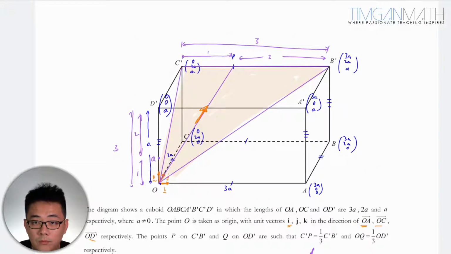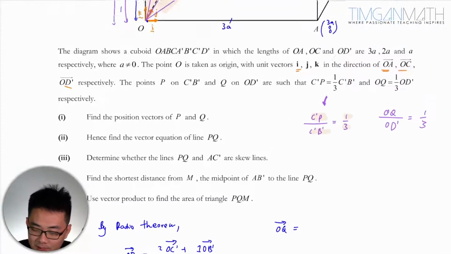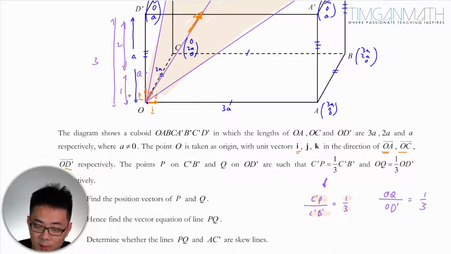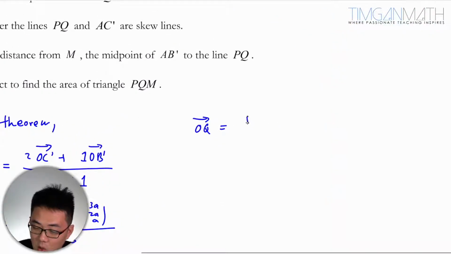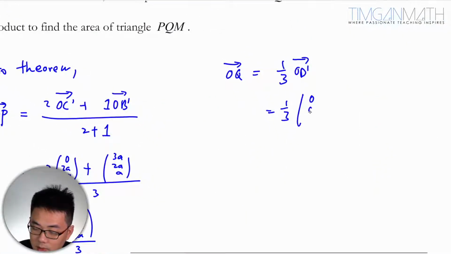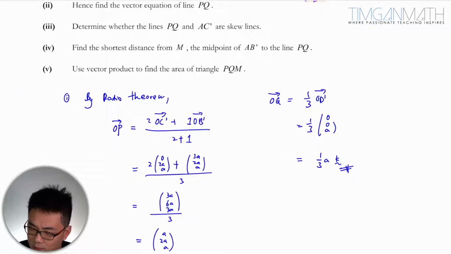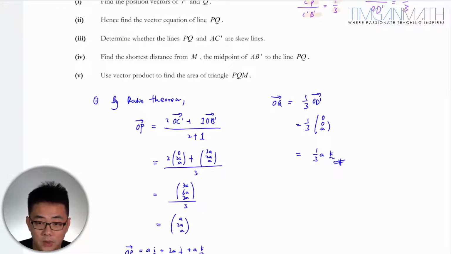Then we're going to look at OQ. OQ is the easiest. OQ is just basically secondary school stuff. OQ is just 1/3 of OD', so that will be 1/3. OD', we already listed, 0, 0, a. So this is OQ, which is actually just 1/3 ak, 0i. So I think that's pretty okay. That's OQ. Alright, let's look at the second one.